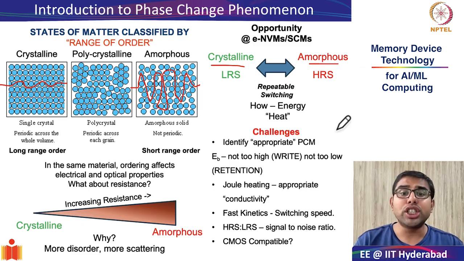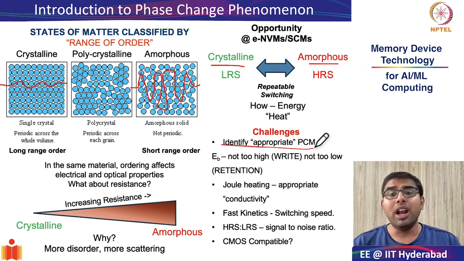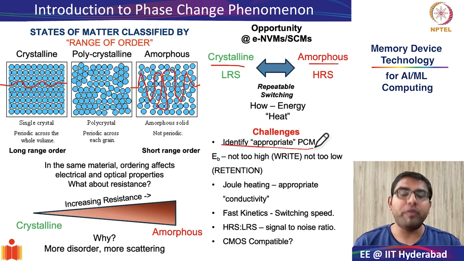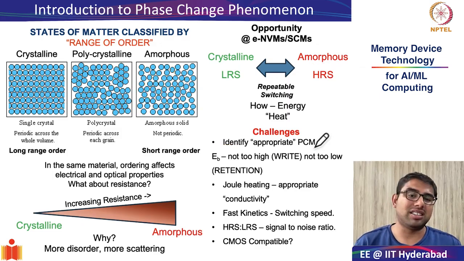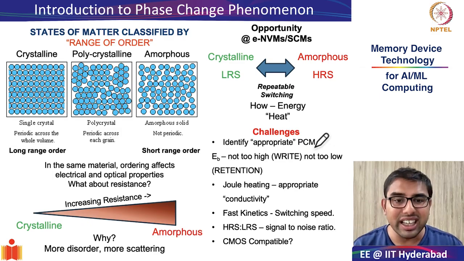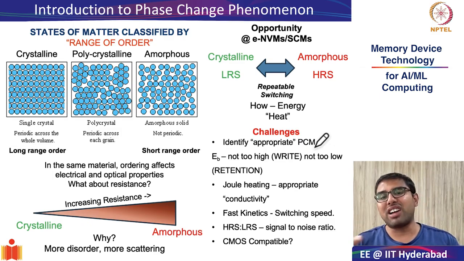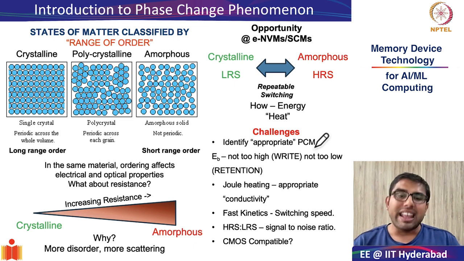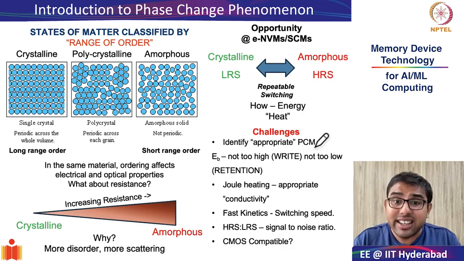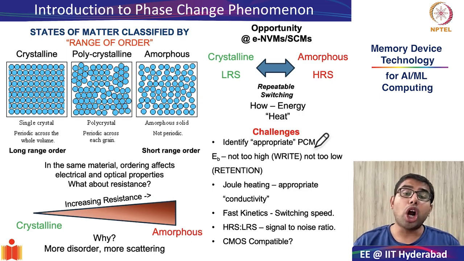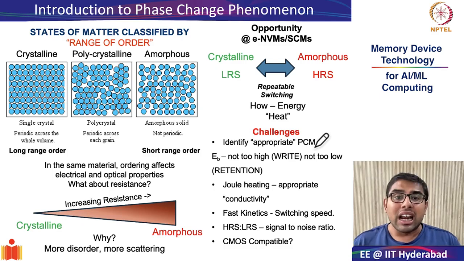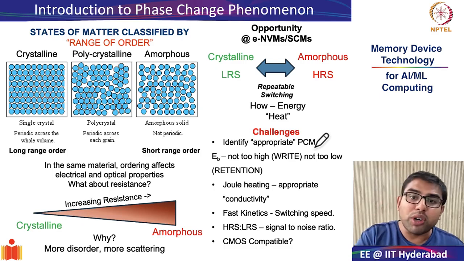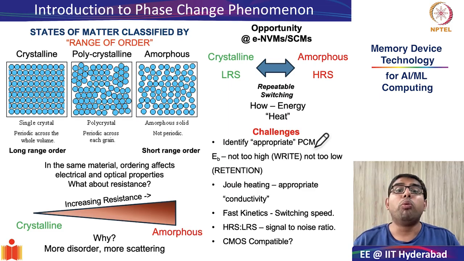The first challenge is to identify an appropriate phase change material. Ideally, all materials should show some form of phase change behavior, but most of the materials will not be suited for phase change memories. Why is this the case? This is because whenever there is a transition from crystalline to amorphous state, there will be an energy barrier which you cross through providing this heat energy. So this energy barrier should not be too high. If it is too high, writing into the memory or changing it from crystalline phase to amorphous or vice versa will become a big problem.